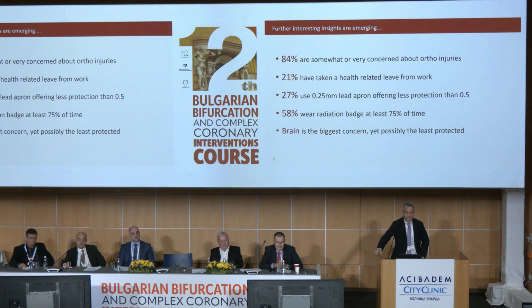21% have taken health-related leave from work. 27% use the thinner apron, which offers less protection than 0.5. Just 58% wear the radiation badge at least 70% of the time. And of course, the brain is the biggest concern, and possibly the least protected, because we often don't use anything to cover our head.